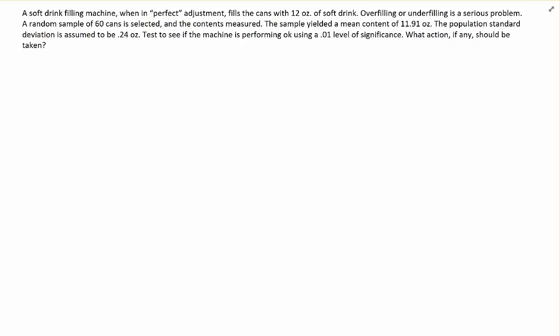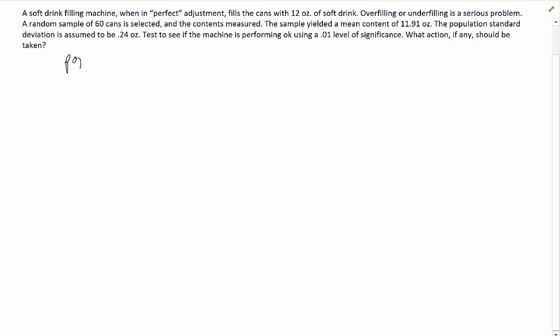The population standard deviation is assumed to be 0.24 ounces. Test to see if the machine is performing okay using a 0.01 level of significance. What action, if any, should be taken?